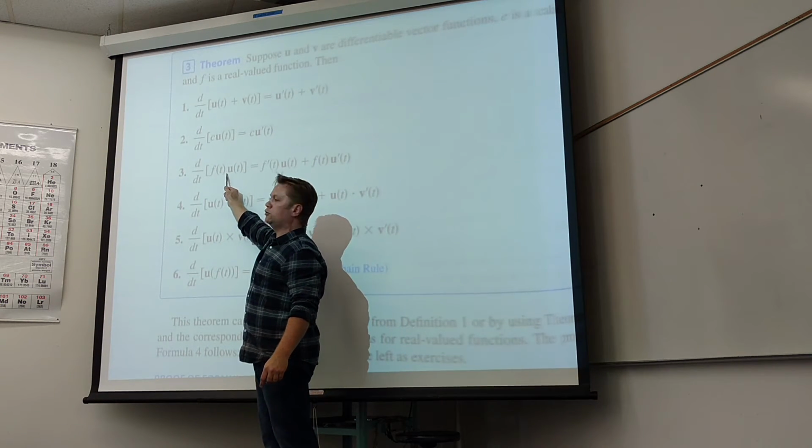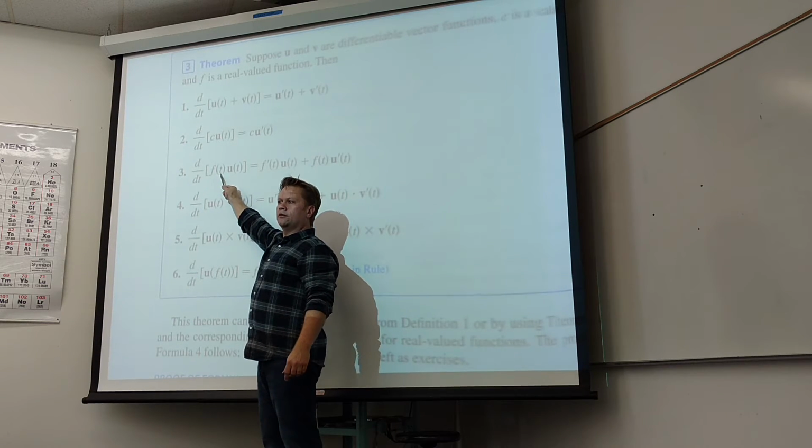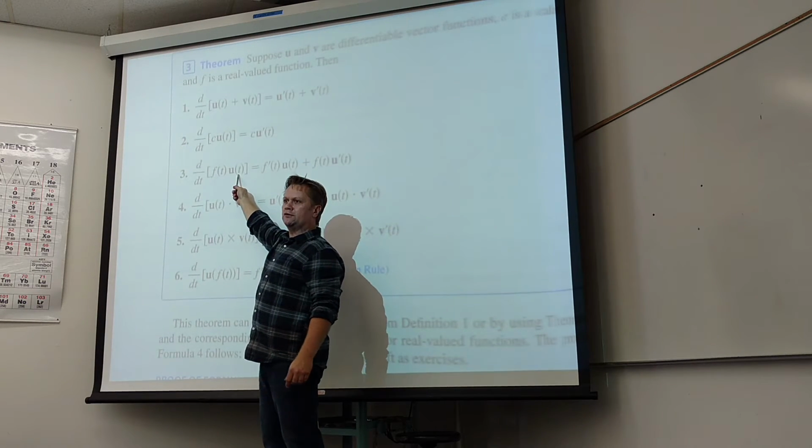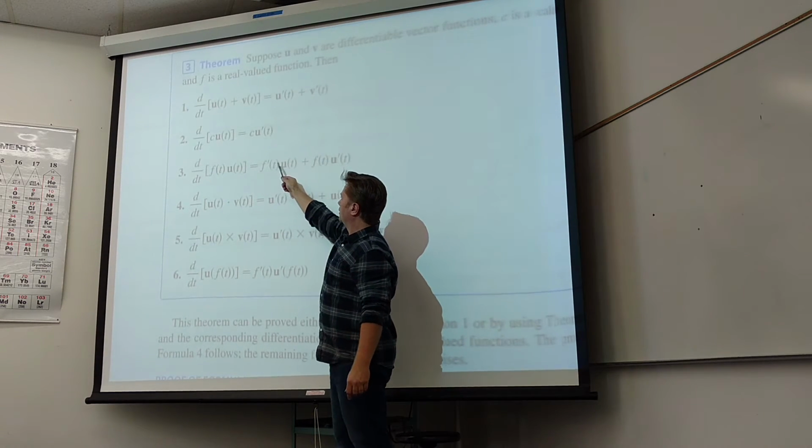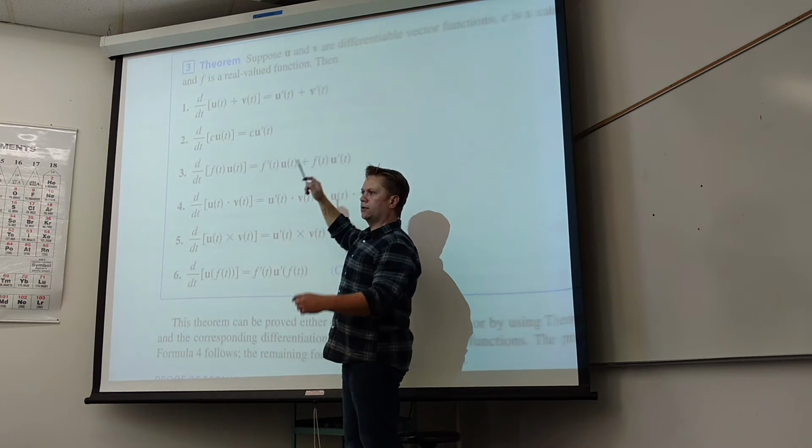Because this is going to use what rule? This is a function of t. That's a function of t. Going to use the product rule, right? Derivative of one times the other plus that one times the derivative of the other one. I mean, that's the product rule.